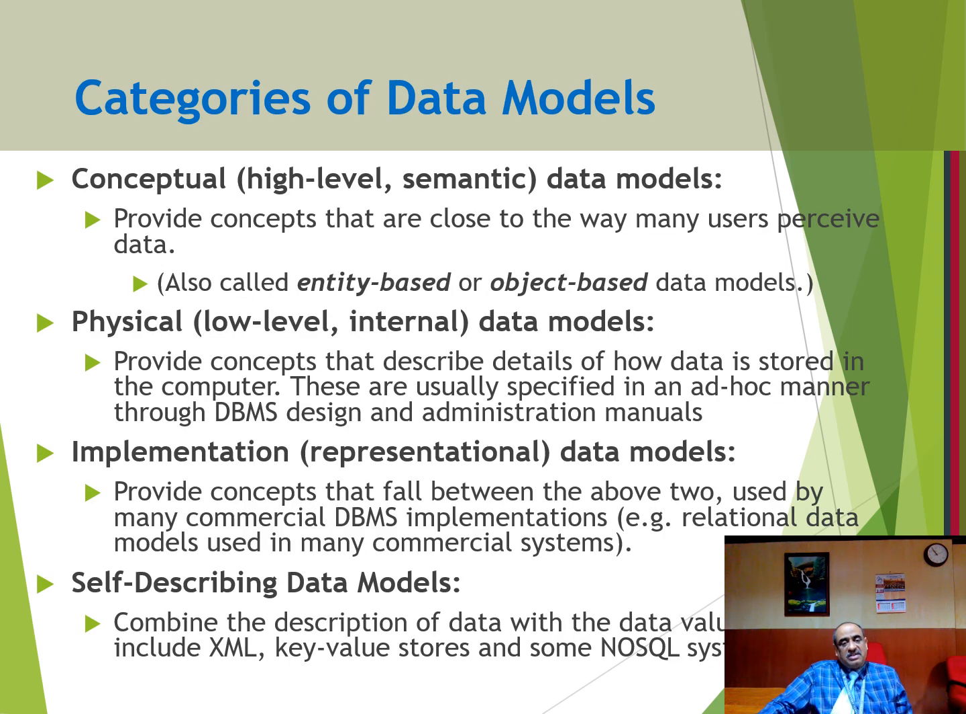The next part is the different categories of the data models. Data models can be categorized into four types. The first one is called a conceptual data model. The second one is a physical data model, then the implementation data model, and the last one is called self-describing data models.